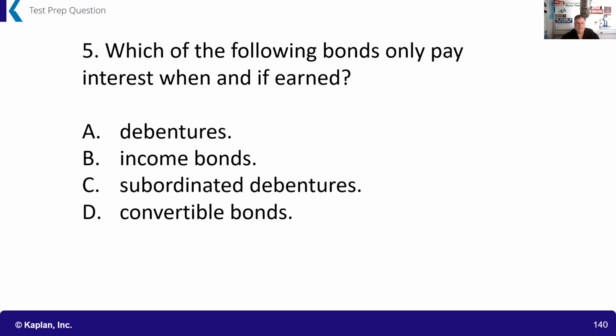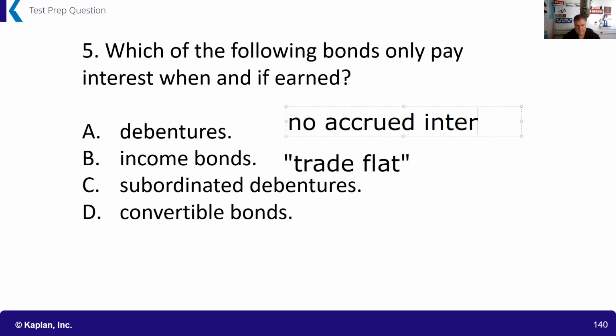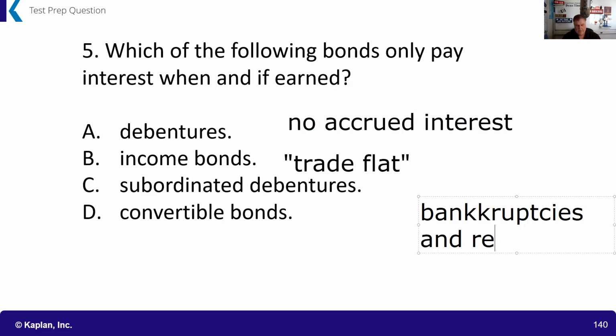Which of the following bonds only pay interest when and if earned? You should definitely know that income or adjustment bonds only pay interest when and if earned. You should further know that the way we say that, by the way, is they trade flat. That means no calculation of accrued interest. The buyer is not paying the issuer that, no accrued interest. And these are used in bankruptcies and restructurings. These aren't a retail product. Again, in explications like this, we're not doing lecture. We're just going over test questions. So that is definitely B, as in boy.